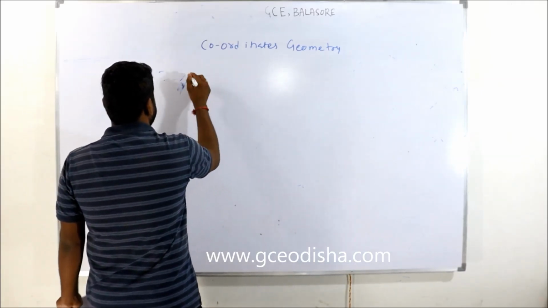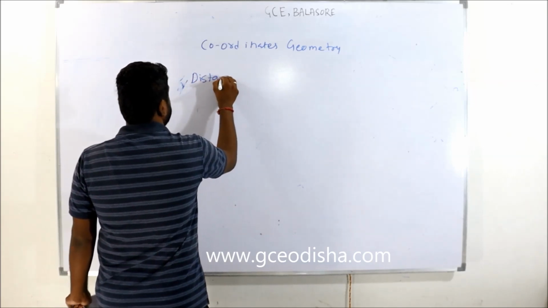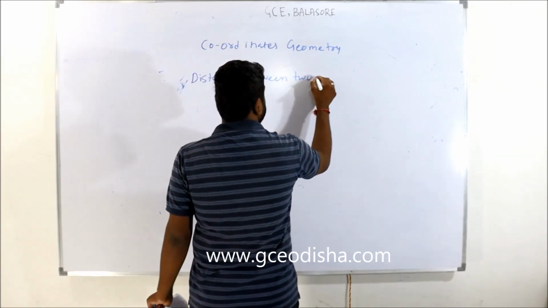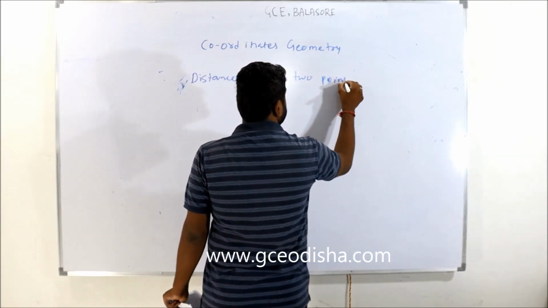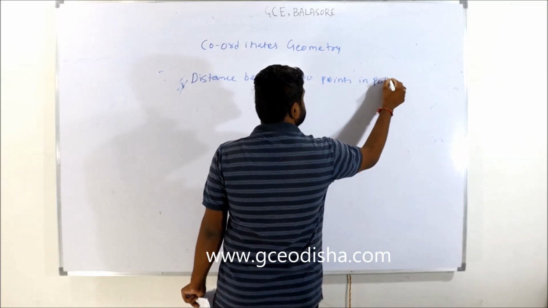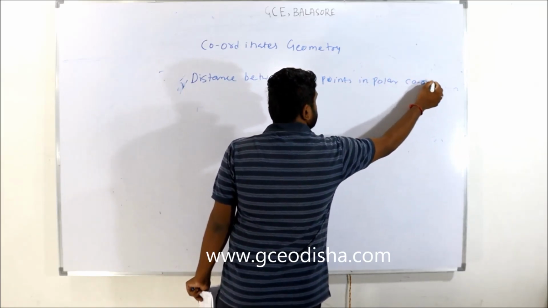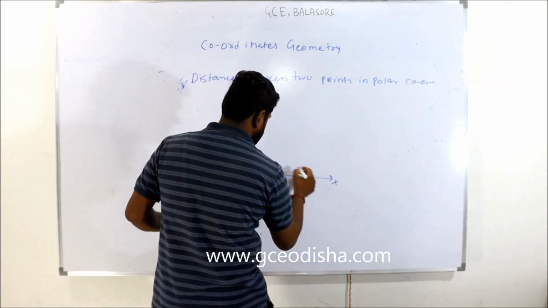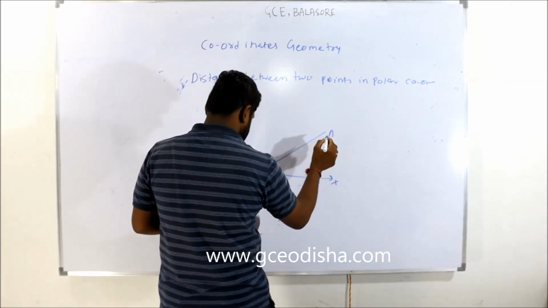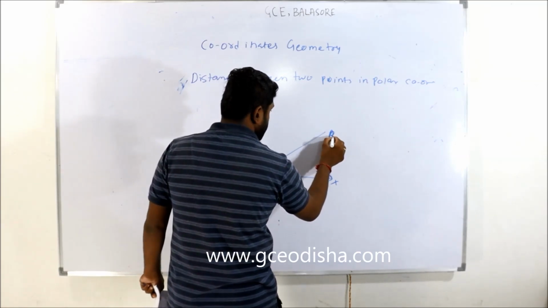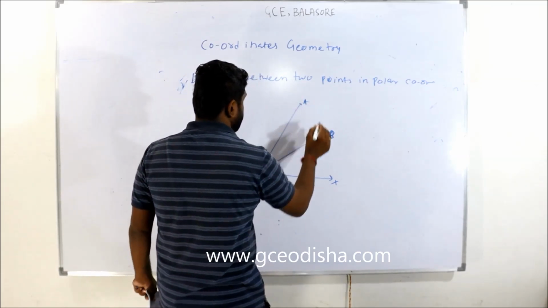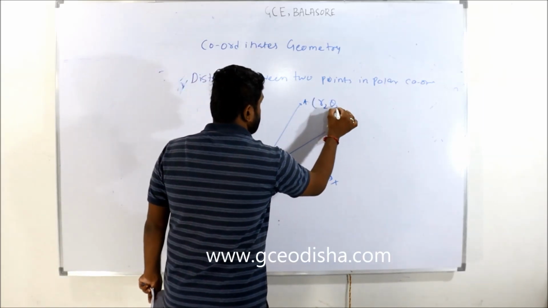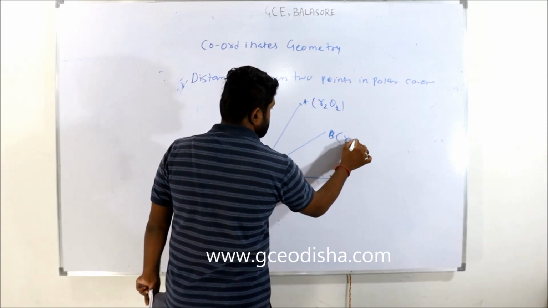Another concept was there: distance between 2 points in polar coordinates. Like, this is x, and the point is like a, this is like b. The point a is r2 theta 2 and b is r1 theta 1.